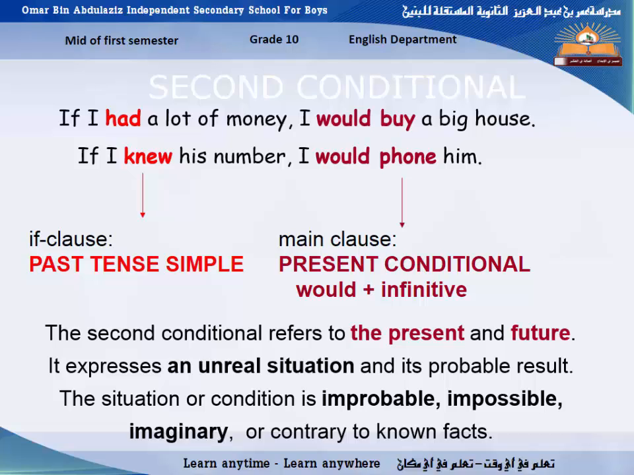The second conditional refers to the present and future. It expresses two unreal situations and its probable result. The situation or condition is improbable or impossible or imaginary or contrary to known facts.